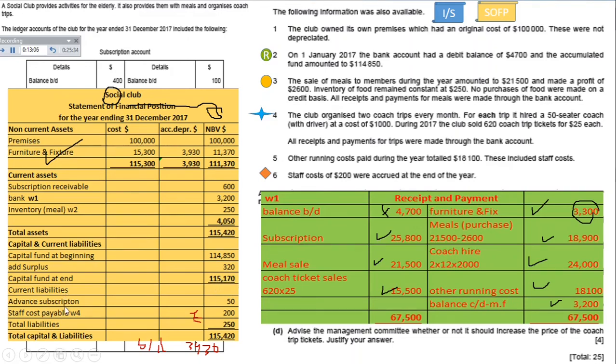Then under current liabilities we have advance subscription 50. Then you have staff cost payable 200. This payable has to go here, make sure you understand that. You add these two, you get 250 as total liabilities, and then if you add 115170 plus 250, you get 115420 as your total capital and liabilities, and this must be equal to your total assets. Total assets out here 115420. So that completes your answer.